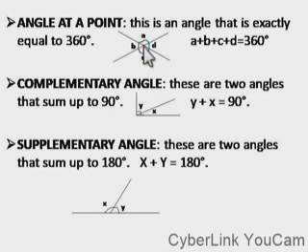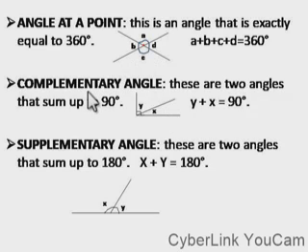So angle at a point that makes a complete circle is equal to what? 360 degrees. That means the angle you have here A plus angle you have here B plus angle you have here C plus angle you have here D, all equal to what? 360 degrees. Take note of this. We are going to make use of it in our calculation.